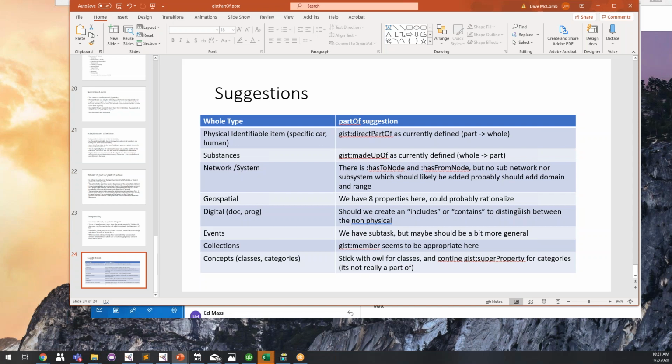Right. And Michael, you just said the word, when I'm looking at the chart here and I see events and I see subtask, those two words kind of jangle me a little bit. Events clearly have sub-events, or events can be part of larger events. But whether a task is actually an event is a different question.